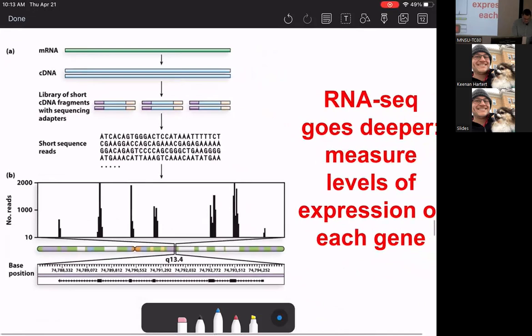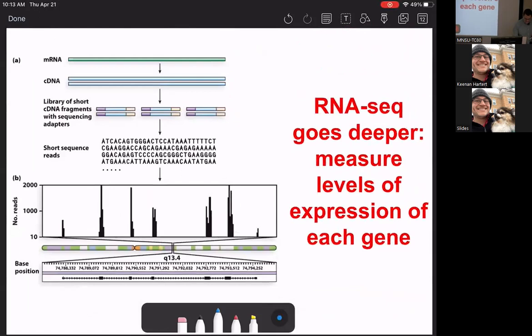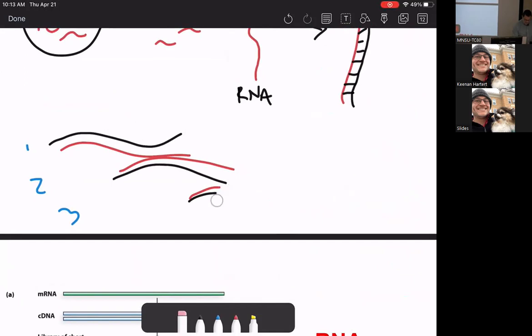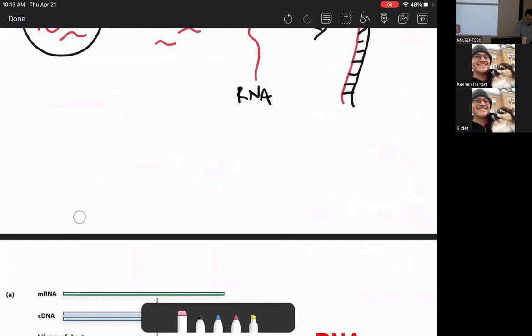Yeah, this molecular image is a little mean. Maybe there's something more friendly that I can do. Let's just say basically, once you can convert pieces of RNA into DNA, you can say how many pieces showed up.